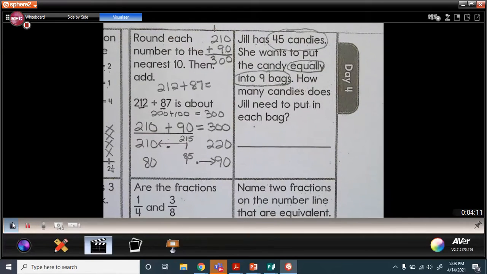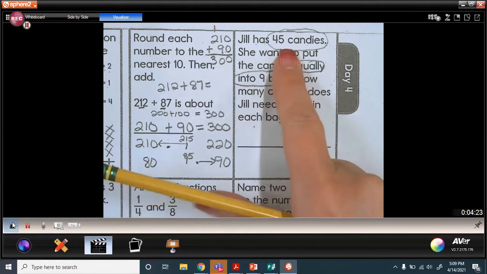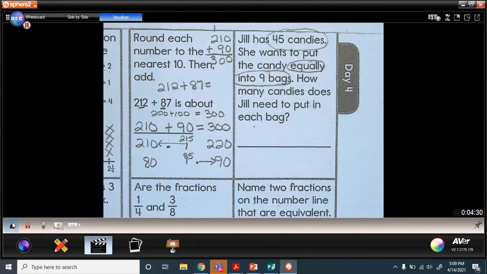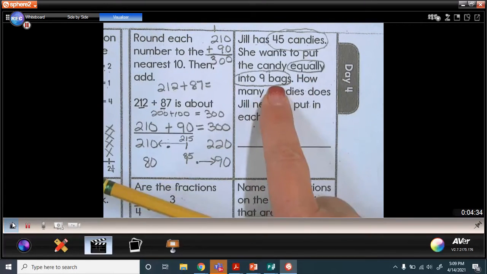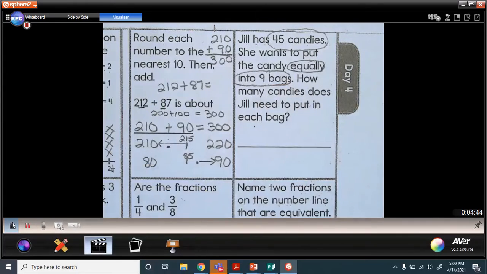So what are we going to do here? What operation? Are we adding, subtracting, multiplying, or dividing? Well, if I were to say, oh, I have 9 bags, do I have 45 pieces of candy in each bag? No, that's not what it's saying, right? That would be multiplication. Now, equally into the 9 bags lets us know that we're not putting bags and candies together, but we're going to be dividing.